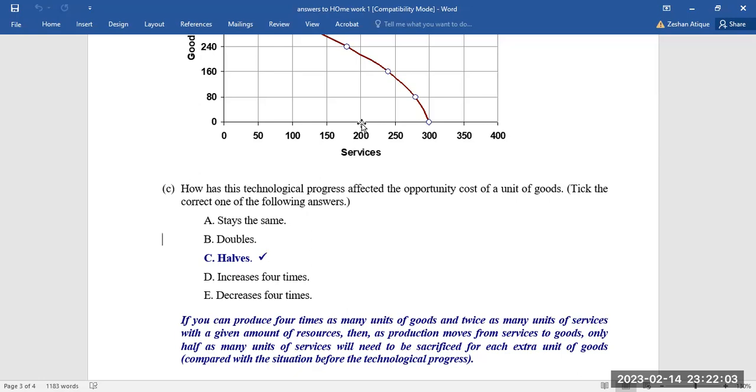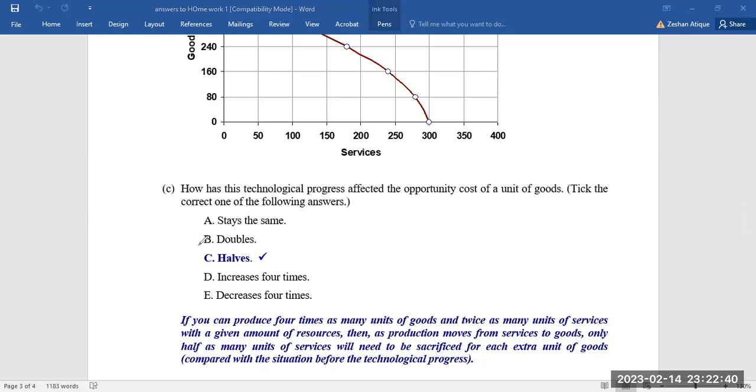All right. Now, the C part of this question is about how this technological progress has affected the opportunity cost of a unit of good. Take the correct one of the following answers. There are 5 options: they stay the same, doubles, halves, increases 4 times, decreases 4 times. The correct option here, as you can see on your screen, is C.